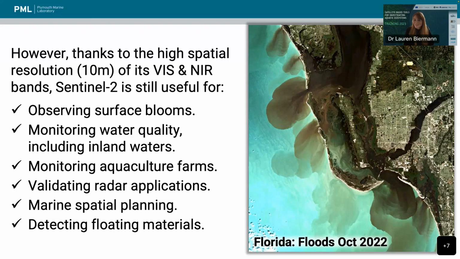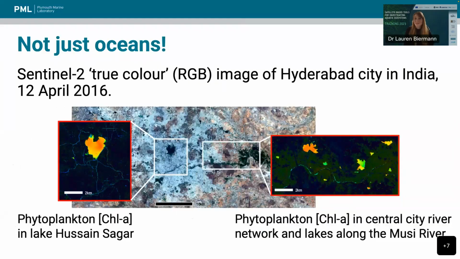And again, because it is ostensibly terrestrial, you don't just have to do marine applications like ocean color in the ocean. You can also extract phytoplankton and chlorophyll in inland waters, thanks to this higher resolution.